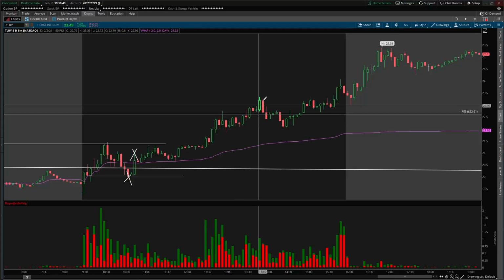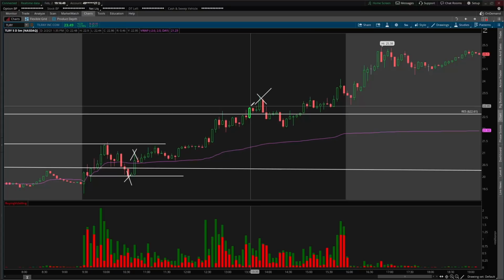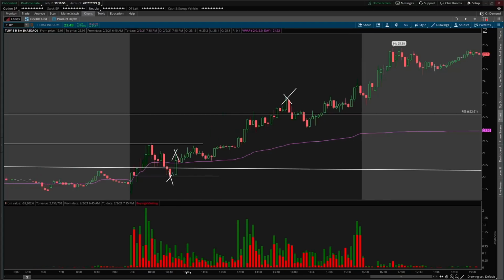As soon as we started pushing up and then made a quick move down after failing to get above 23 bucks is when I sold my full position. It was a little over a 100% gain on this trade. Very good execution. It's all about following the process.